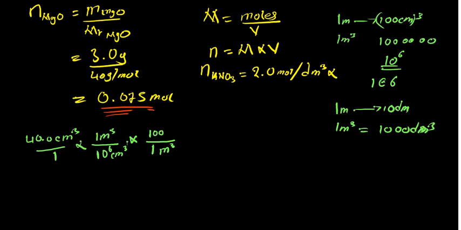So we have our 1000 dm to the power 3. Right. So now here's where it gets interesting. Meaning these meters are going to cancel, and these centimeters cubed are going to cancel, and these centimeters are going to cancel. Hence we remain with our dm right there.